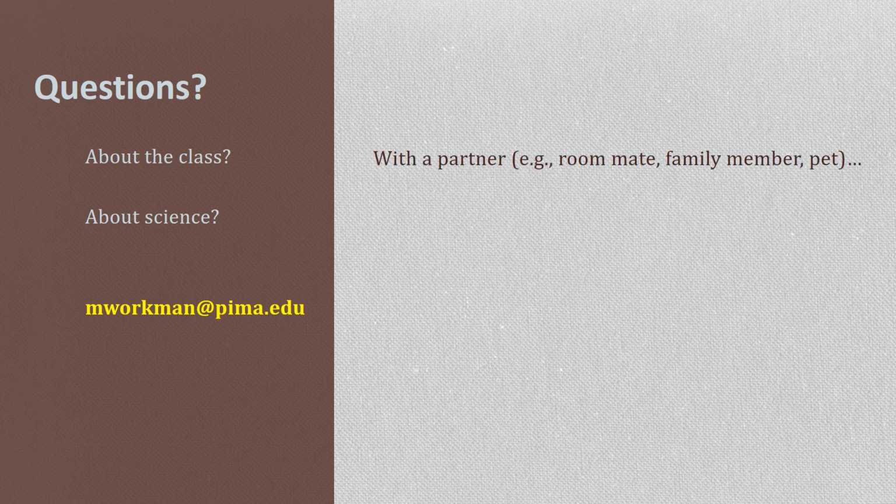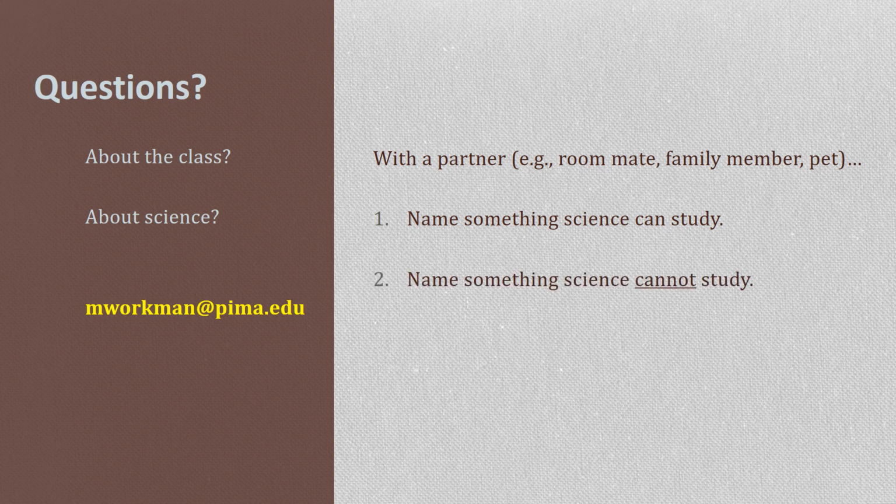So, now that you know a little bit about science, with a partner, I'd like you to practice naming something that science can study and something that science cannot. So you may just talk this through with your pet as your listener and explain it to them. And if you need some help, refer to the Unit 1 D2L lesson that explains in more detail what science is. And that is actually your first assigned reading for our class.